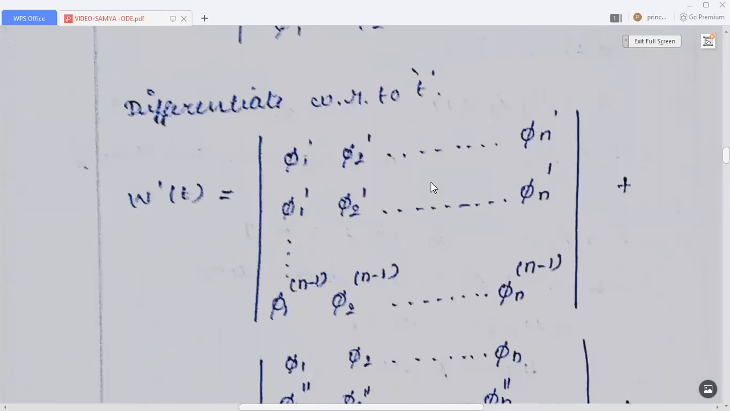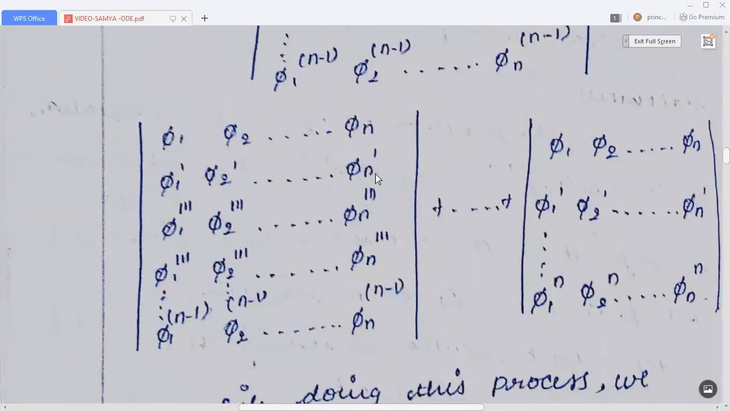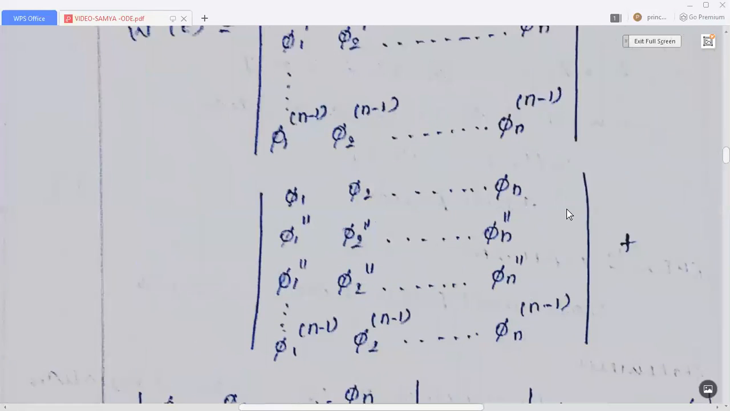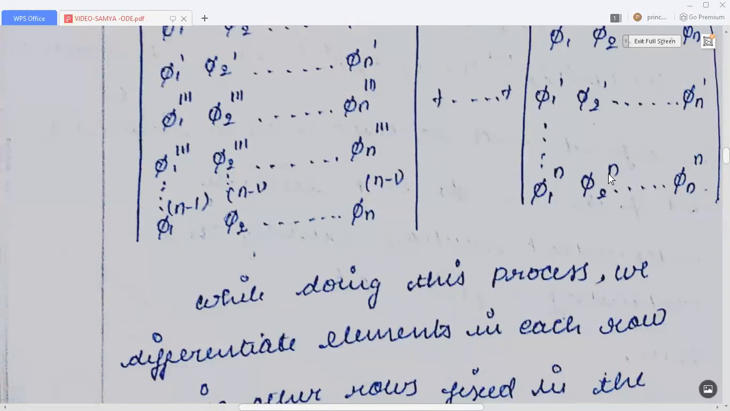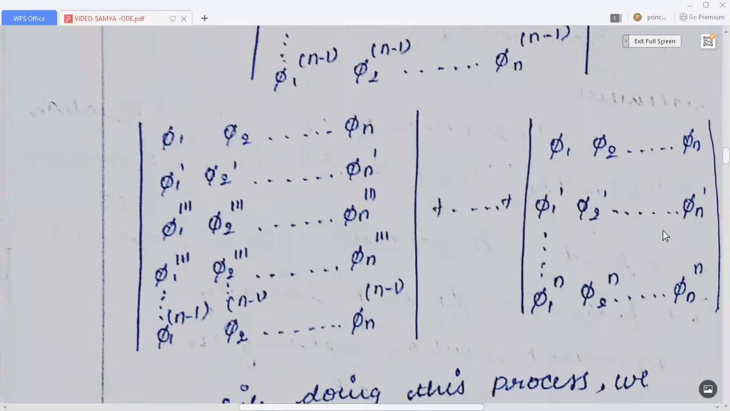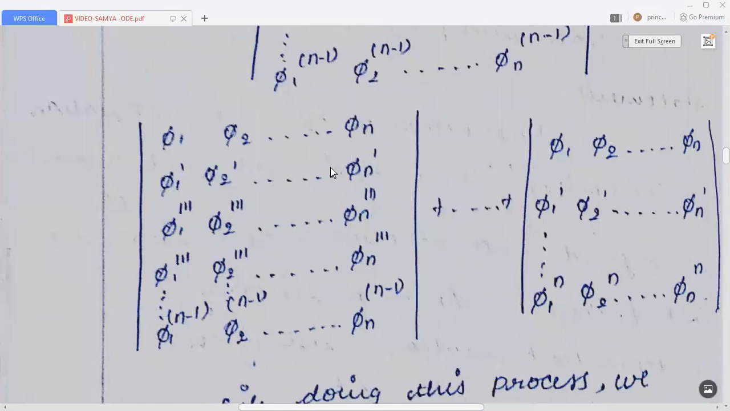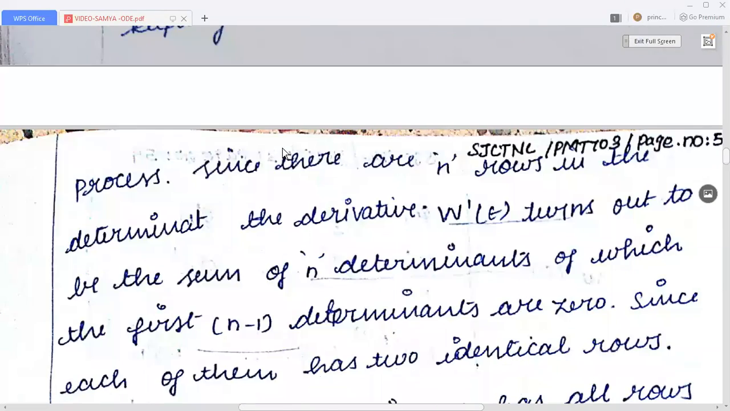In the second determinant another two rows are identical. Similarly, in the third determinant, another two rows are identical. Only in the last determinant are all rows distinct. Therefore, all determinant values are 0 except the last determinant, because all the other determinants have identical rows.